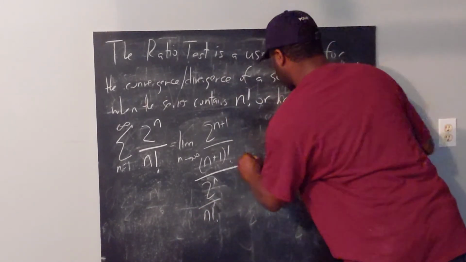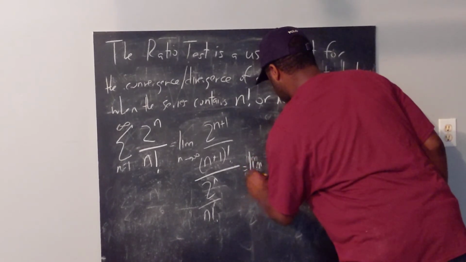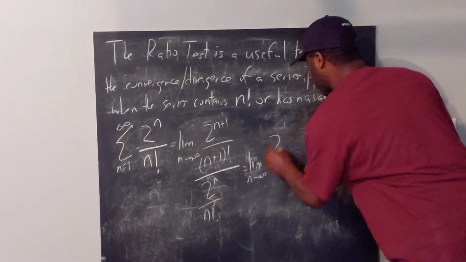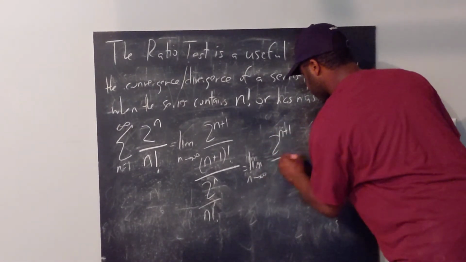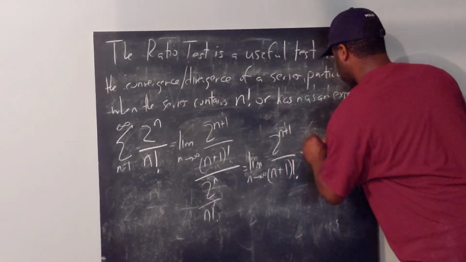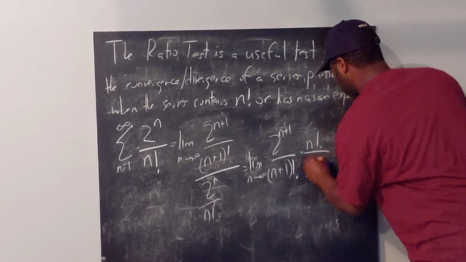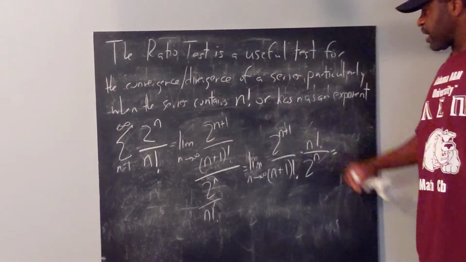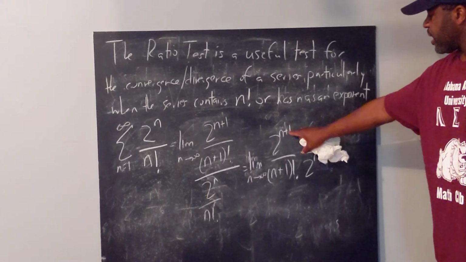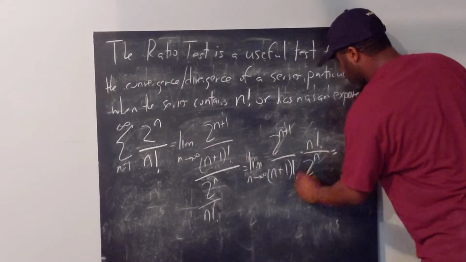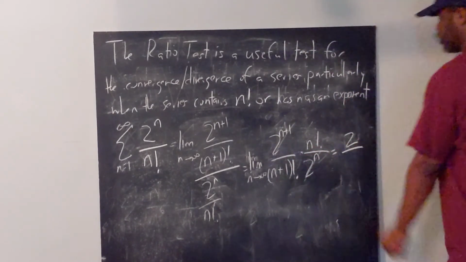Once again, when we divide by a fraction, we multiply by the reciprocals. Those rules do not change. So now we have 2 to the n plus 1 over n plus 1 factorial times n factorial over 2 to the n. Now, this is a little bit different. Now, if you remember, just like the problem we just did, 2 to the n plus 1 over 2 to the n, that's going to automatically, we know, give you a 2.